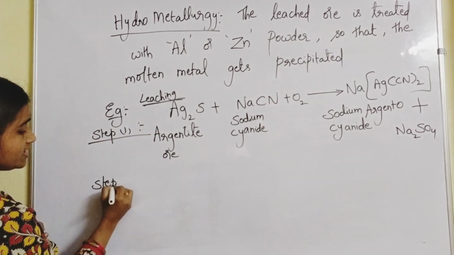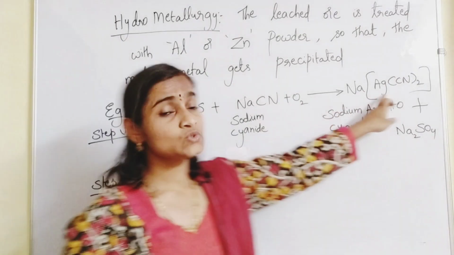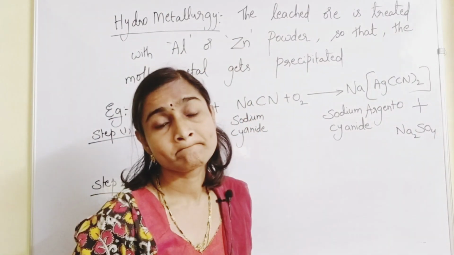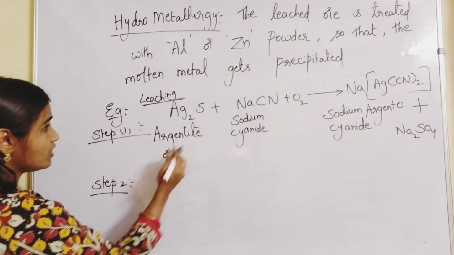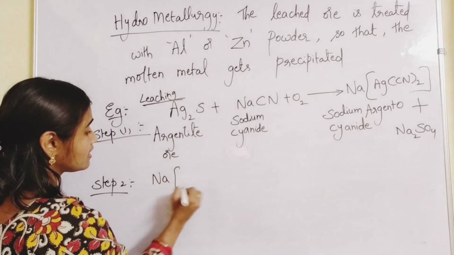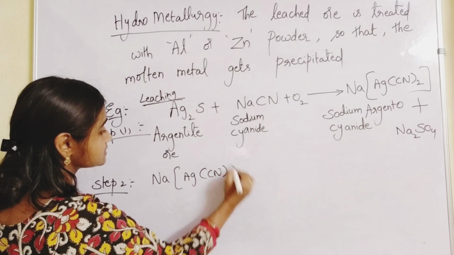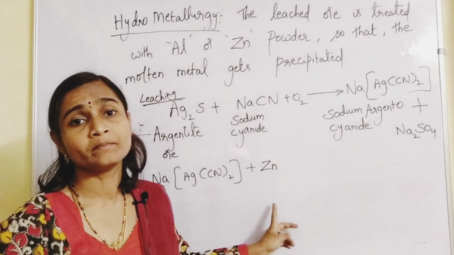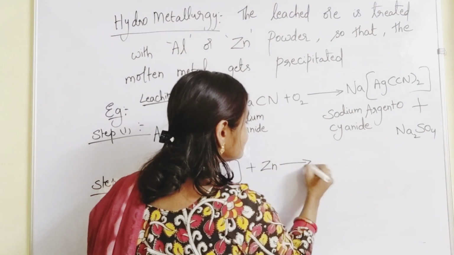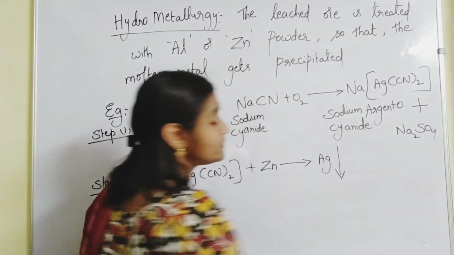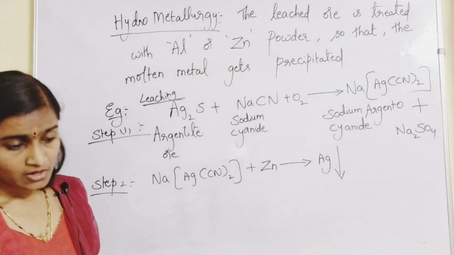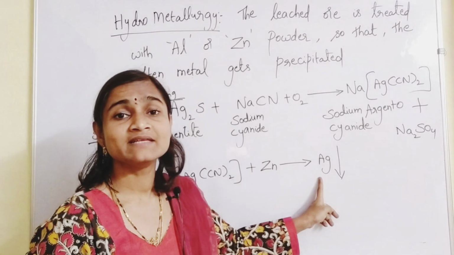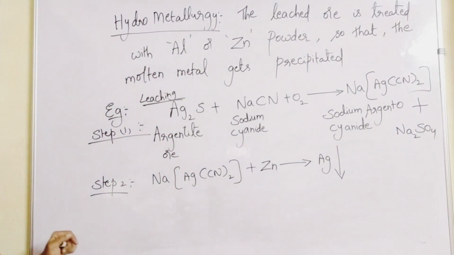Now in the second step, what do they do? This so formed complex substance is treated with aluminum or zinc powder. Sodium argentocyanide is made to react with zinc powder. Then what happens? Your molten silver gets precipitated. Please remember this point. Molten silver gets precipitated.